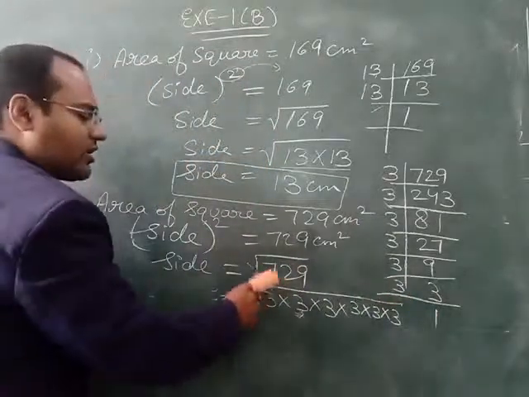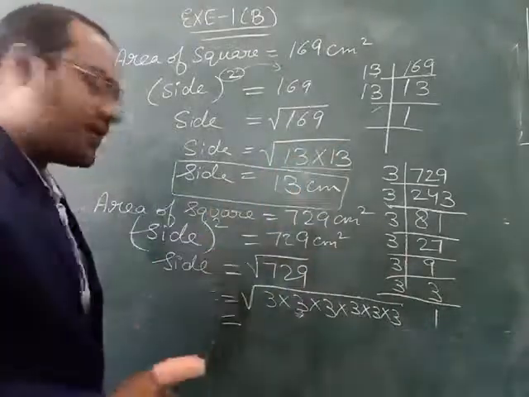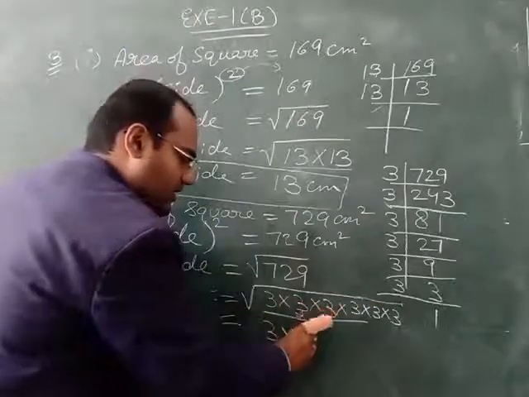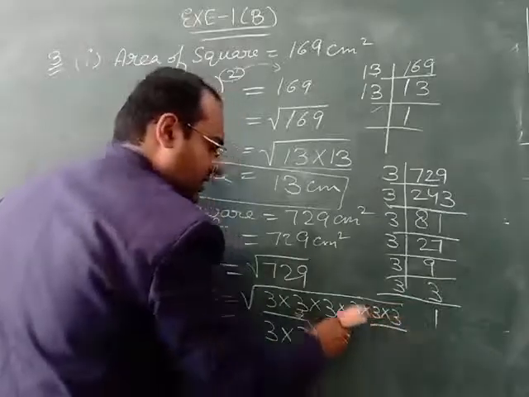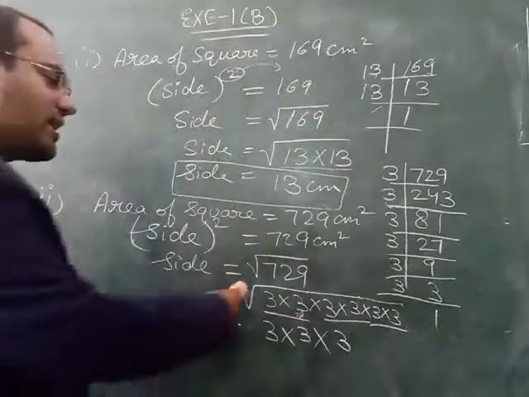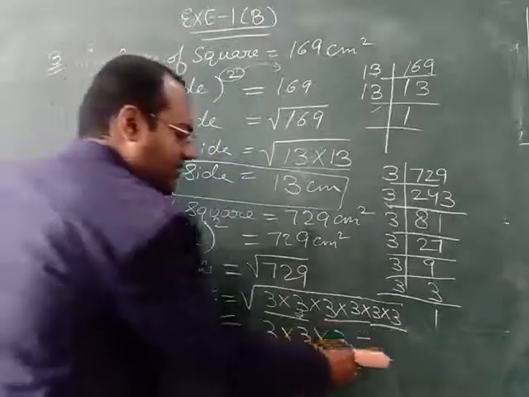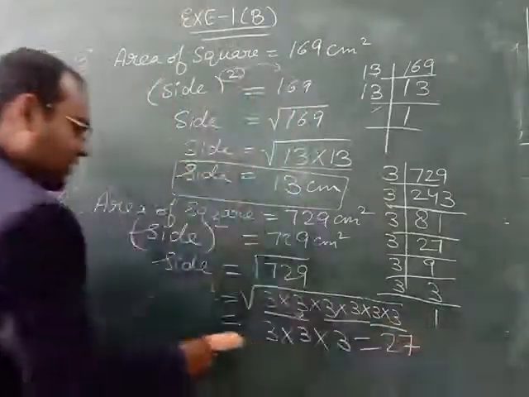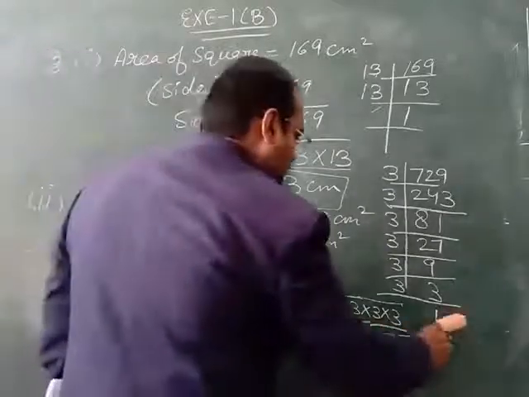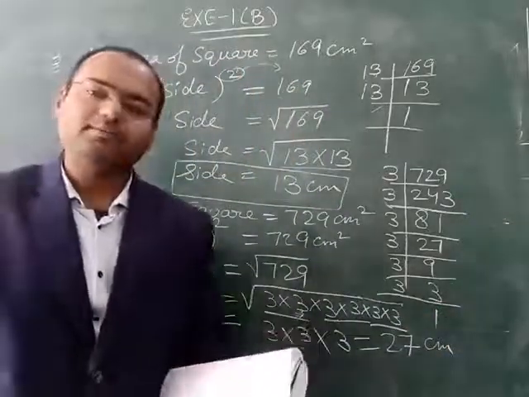Now when we remove this square root, as we removed the square root before, the double 13 we wrote only one time. Same work we have to do here. Double 3 we will write a single time. Double 3 we will write a single time. Double 3 we will write a single time. And we will not put the square root sign now, because we are writing these double 3 a single time. Now on multiplying, 3 threes are 9, 9 threes are 27. So this is your answer of side. Side answer is 27 centimeter. So this is your final answer of question number 3, second part.